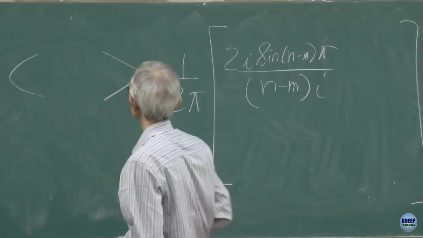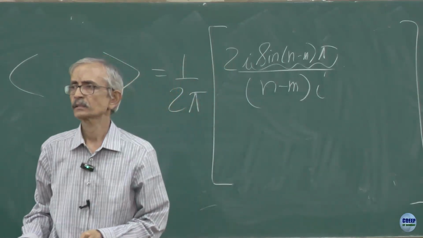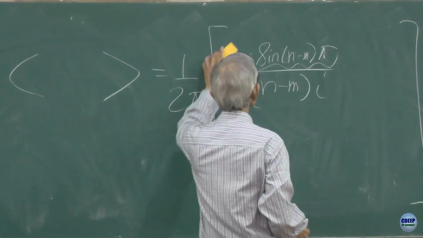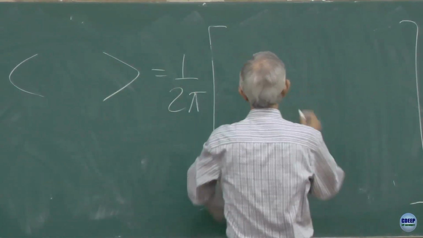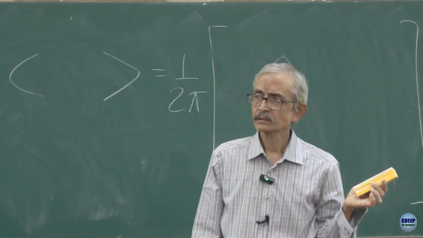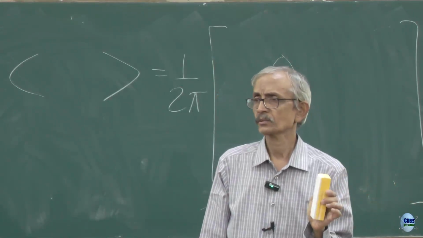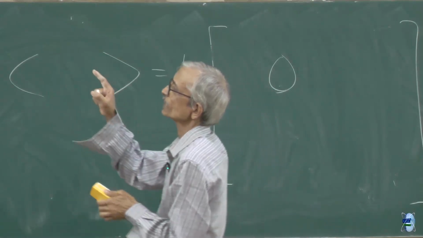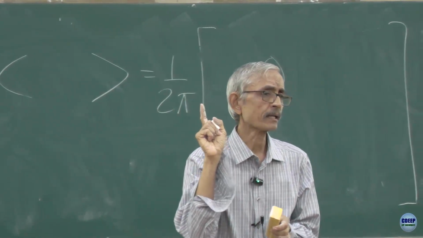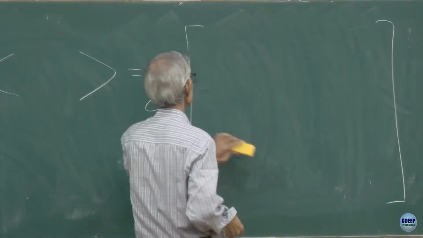So what is that expression here? What is sine of (n minus m) pi always? It's always 0, right? So therefore this becomes equal to 0. What does that mean? The inner product is 0 means it is orthogonal. So e to the power of i n x and e to the power of i m x are orthogonal functions. I want orthonormal functions, right?